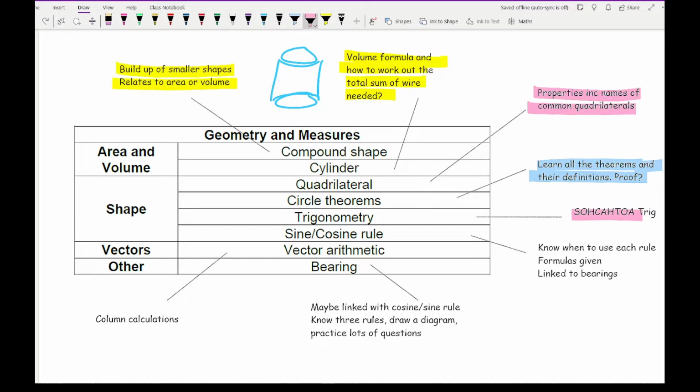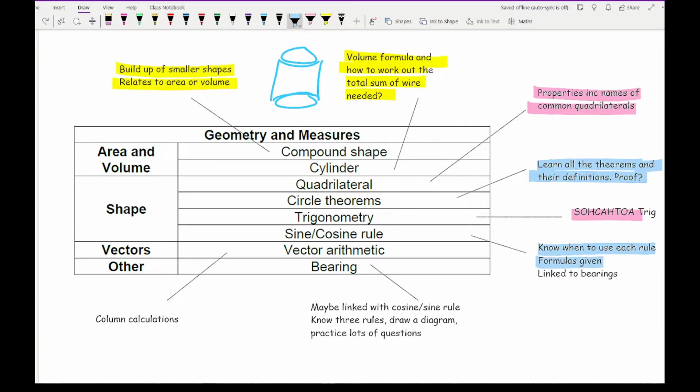So the next one, with regards to sine and cosine rule, make sure that you know when to use each rule. So you use the cosine rule when you know three sides and an angle, and you use the sine rule when you know 2 sides and 2 angles, where one of them is x. You also need to remember that the formulas are going to be given to you on the insert.